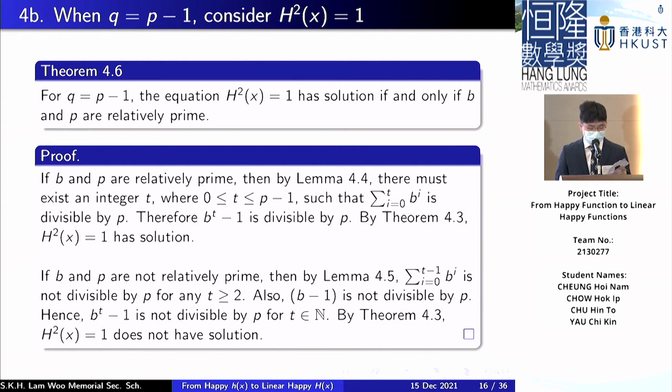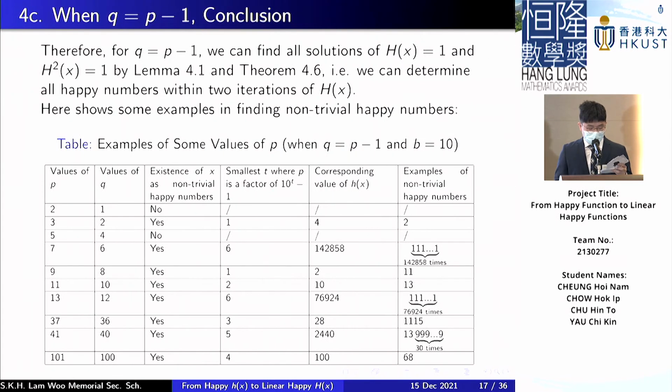Together with theorem 4.3, lemma 4.4, and lemma 4.5, we can conclude that for q equals p minus 1, the equation H^2(x) equals 1 has solutions if and only if b and p are coprime. Hence, we can find all the happy numbers within 2 iterations of big H(x), and here are some numerical examples in the decimal system. Non-trivial happy numbers exist for all p if p and 10 are coprime.